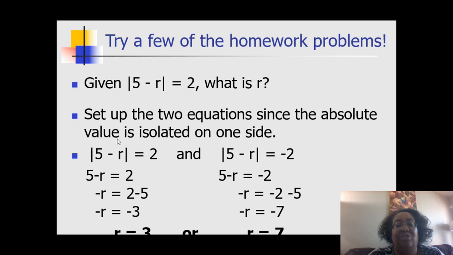And then what you would do is just go back up here and substitute and see what you got. So if r is 3, 5 minus 3 is 2. That's true. If r is 7, 5 minus 7 is negative 2. The absolute value of negative 2 is 2. So they both check.